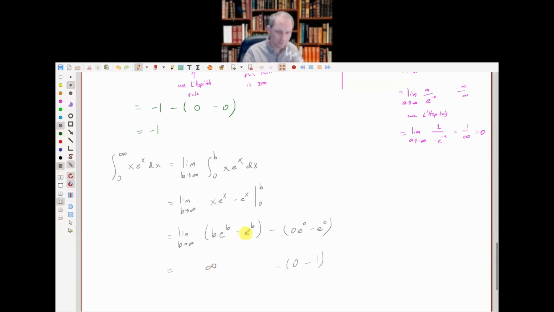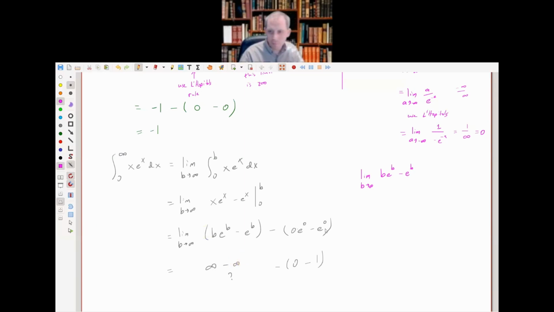And then I have minus infinity. And I say, well, I don't know what's going on with that. So let's work that out separately. Let's say, all right, what is the limit as b goes to infinity of b e to the b minus e to the b? The problem is infinity minus infinity is an indeterminate form. So I got to figure out what's going on there.